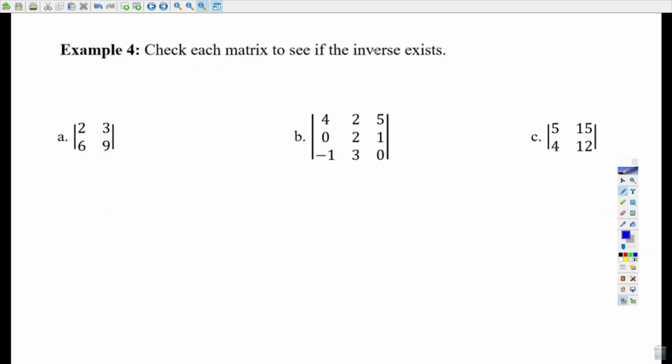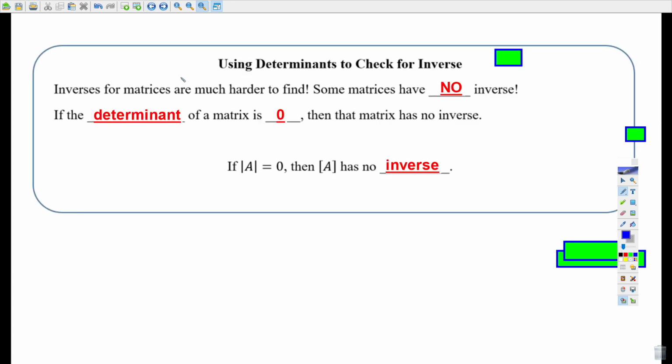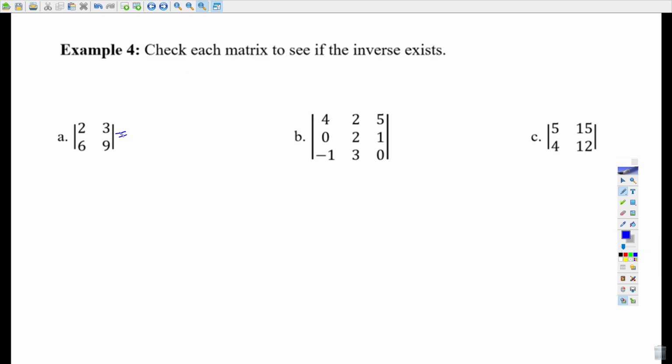Here's an example. Check each matrix to see if an inverse exists. When we do the determinant, we're just going to see if it equals 0. If it doesn't equal 0, then we know the inverse exists, because if it does equal 0, it has no inverse. We'll do the 2 by 2 one, which is really easy. We do 2 times 9 minus 6 times 3. That would be 18 minus 18, which equals 0. So that means the inverse does not exist. And you do the other two the same way.